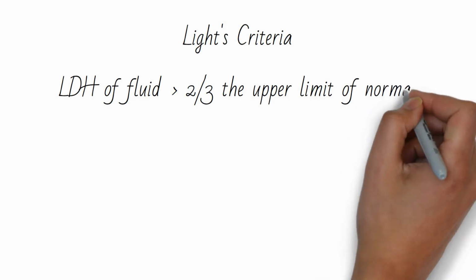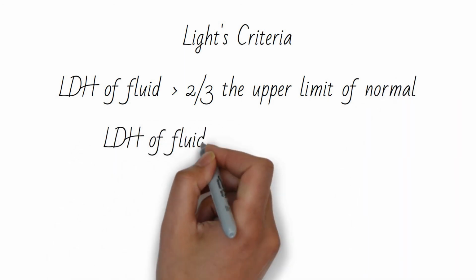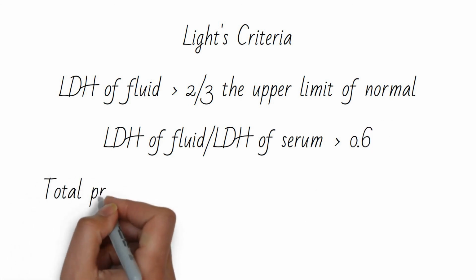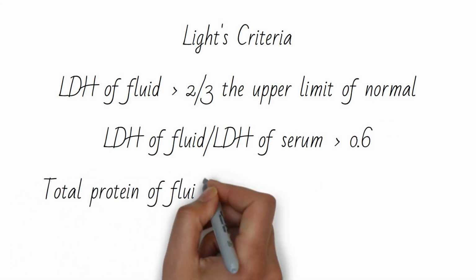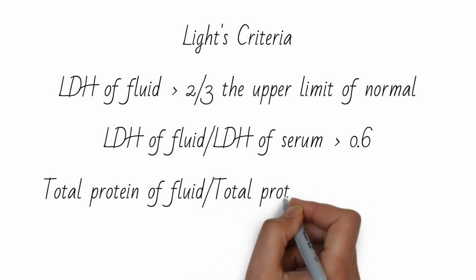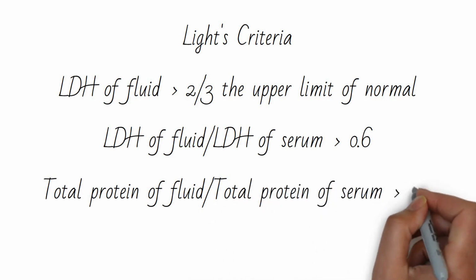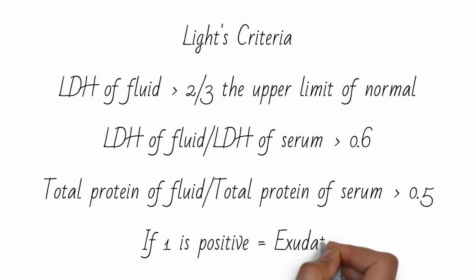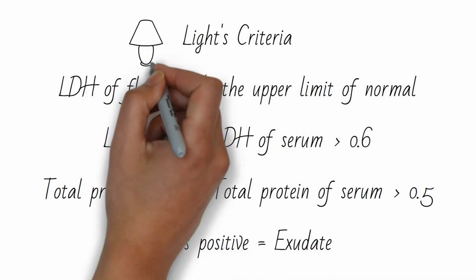If any of the following is true, the effusion is exudative by Light's criteria. These are LDH of the fluid greater than 2/3 the upper limit of normal for serum, an LDH fluid to LDH serum ratio of greater than 0.6, or a fluid total protein to serum total protein ratio of greater than 0.5.